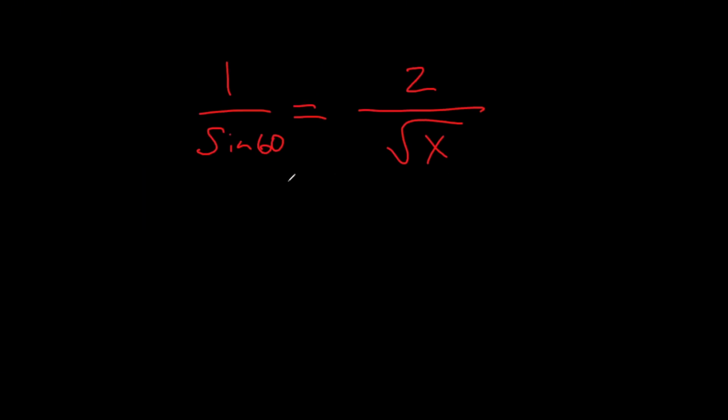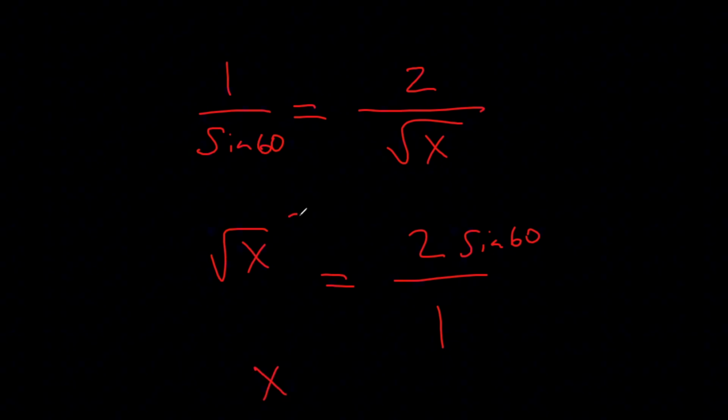Okay, in this situation, we want to solve for x. I'm going to do a diagonal swap of the 1 and the root x. Transfer the sine 60 to the top right. Then to get rid of the square root, I'm going to square both sides. Put that into your calculator and you should get an answer of 3.